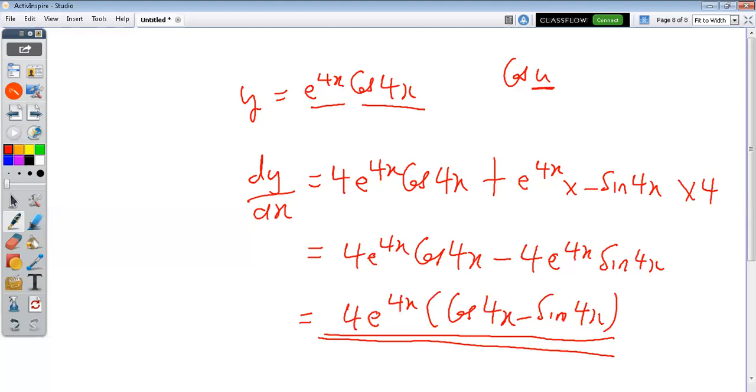Clear? Yes. Why don't you differentiate the cos?